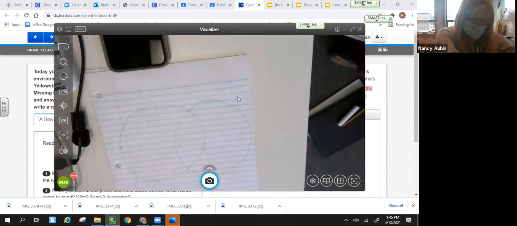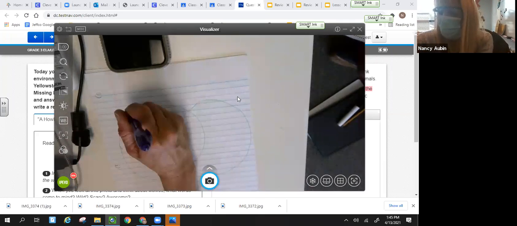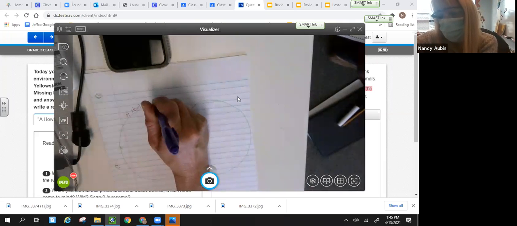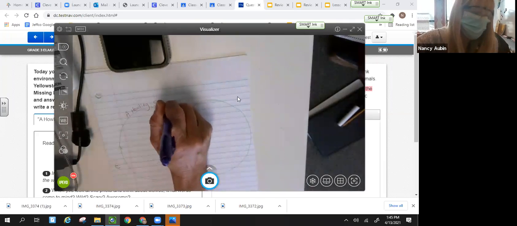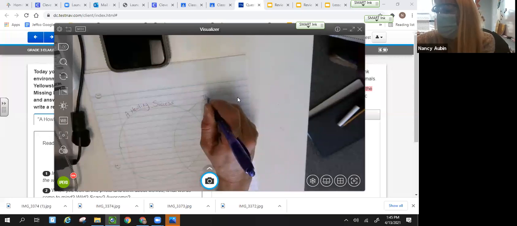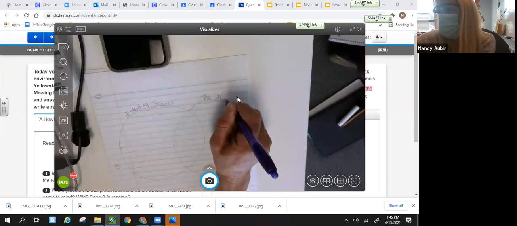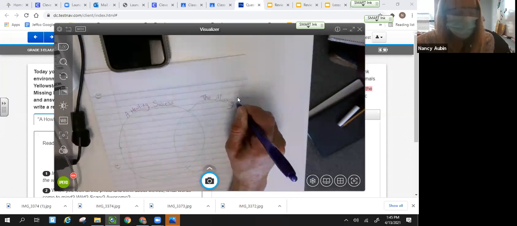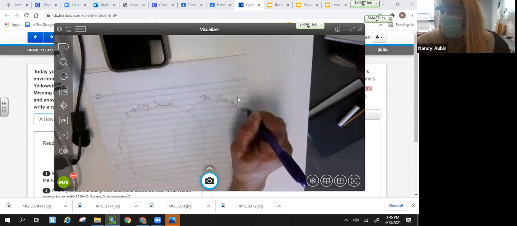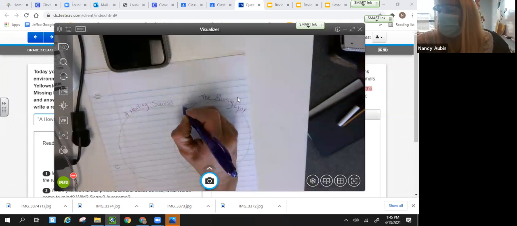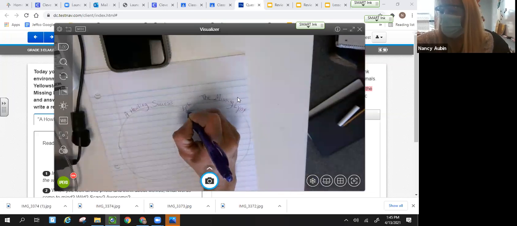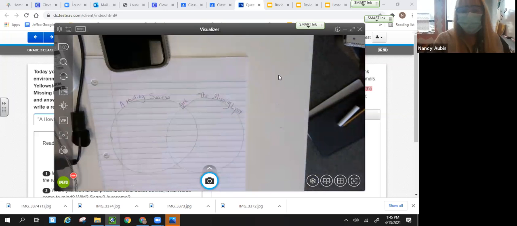And I think I might try this color. So we have a howling success on one side. And then we have the missing links. Go quickly. And this is both. Okay, you should be copying what Mrs. Dobbins is doing. So I'm gonna make it bigger for you.